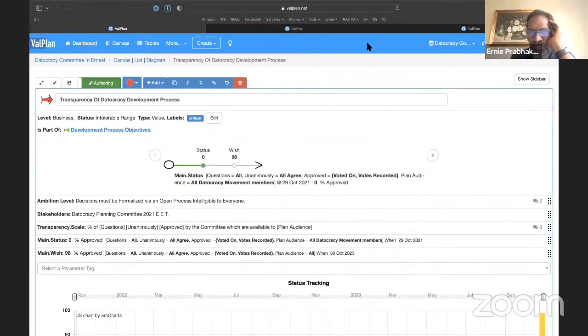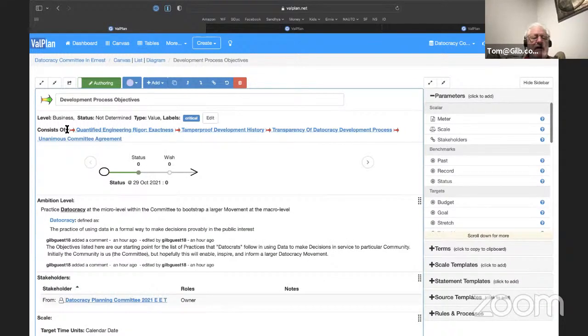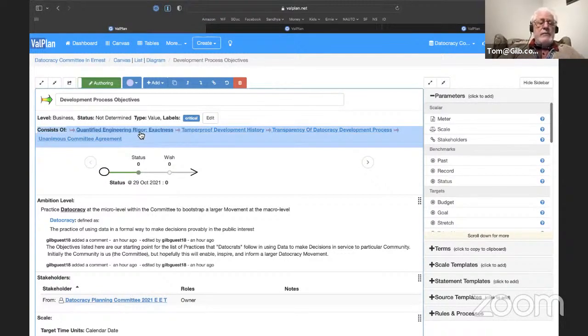Right. Now, here's an interesting question. If I go into the development process objectives again, it'd be nice if I could see, one level down, the ambition level for each of these, so I kind of know what's going on. Is there an easy way to do that? I'm not sure what you mean, see these one level down. If you click on the consists of line, if you click on any one of them, you get its window.